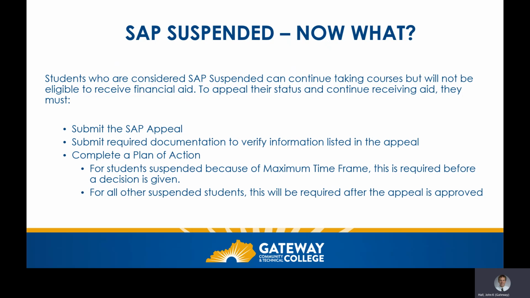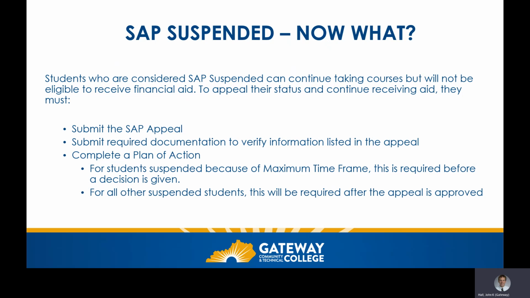Lastly, we want to talk about what happens when a student is considered SAP suspended. So when a student does get that notification that they are now considered SAP suspended, they're no longer eligible to receive financial aid. If they want to continue taking classes, they can, but in order for them to continue getting financial aid, they must appeal their status and have that appeal approved by a committee. We'll talk about that process more in depth in the next video, but here's just a brief overview.